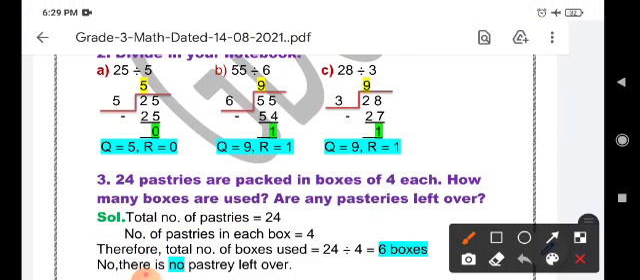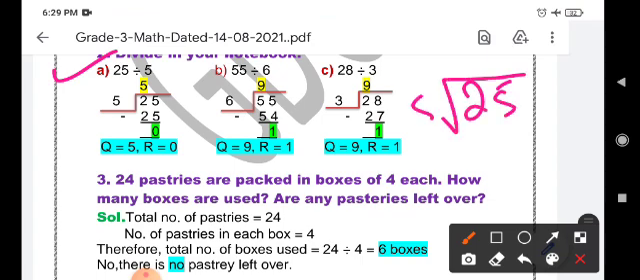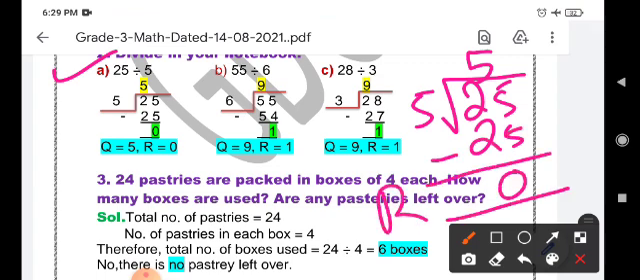Okay, now do these questions in your notebook. 25 is to be divided by 5. So you find 25 in the table of 5, where 5 5s are 25. Now subtract. 25 minus 25 is 0. Your remainder is 0. Your quotient is 5.